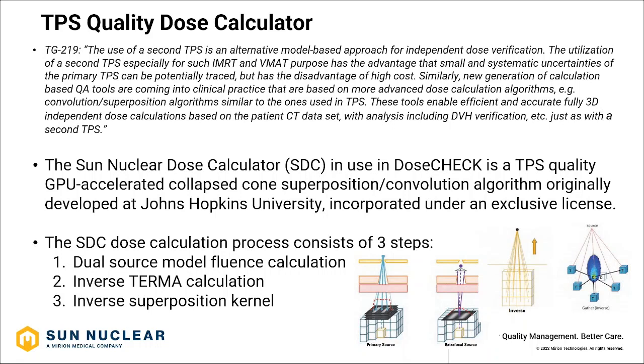So the dose calculator in DoseCHECK uses the collapsed cone superposition algorithm, which was developed at Johns Hopkins University. And details on how this dose calculation algorithm works are provided in the white paper, which is available in the handout section on your GoToWebinar window.